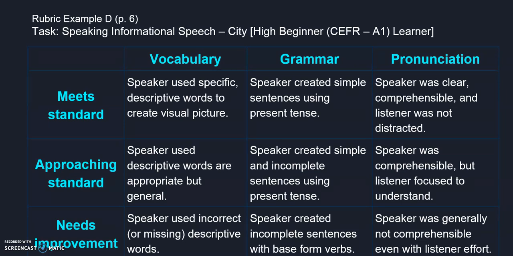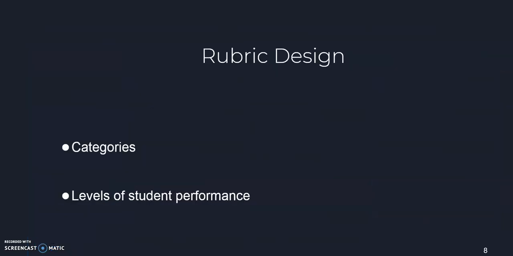So here's an example of a rubric that was created for a speaking task of an informational speech. This is geared for high beginner learners. Just broadly, what do you notice? What's the design or the format of rubrics? Well, we see that there are categories and there's levels of performance.